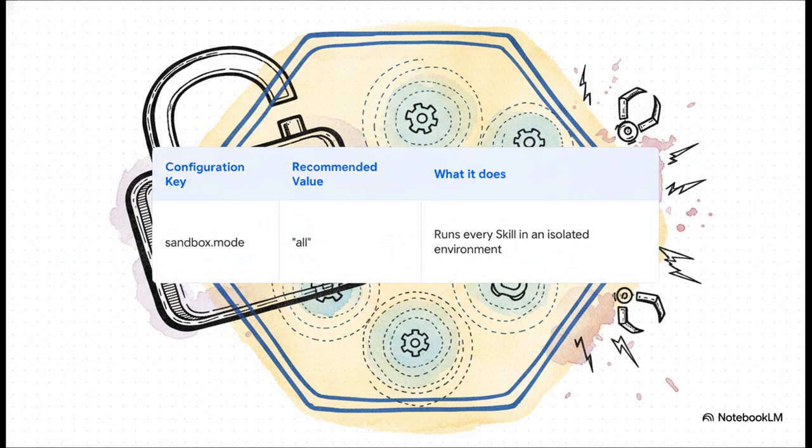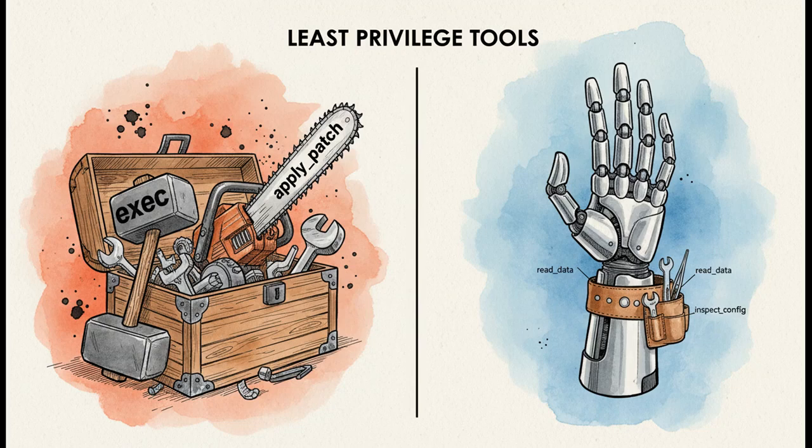What this does is it tells the agent to run every single skill, even the ones you trust, in its own little isolated container. This massively limits the damage a malicious or just a badly written skill can do. This is what we call the principle of least privilege.